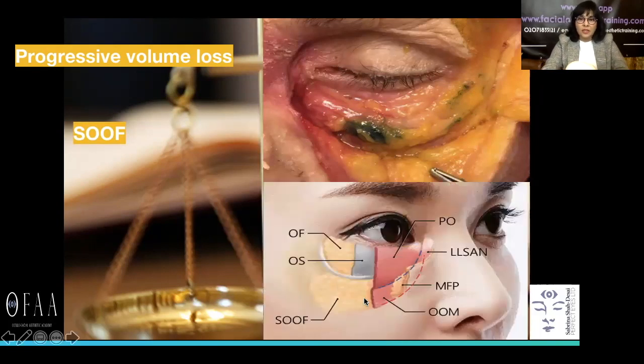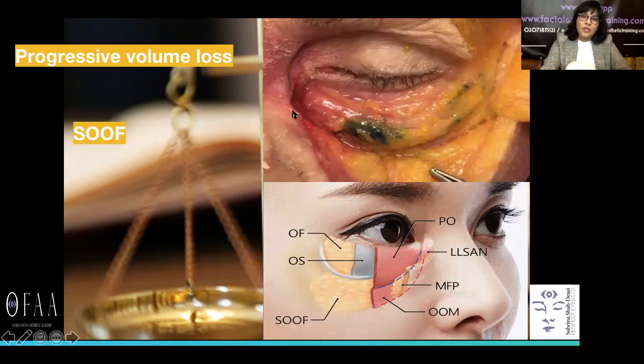If we were to look at this in this drawing, you can see that you have your palpebral part of the orbicularis oculi muscle, which is this part. Then you have the orbital part. And of course, you have the tear trough ligament, which is between the palpebral and the orbital part. But then you have the nasojugal groove. And this nasojugal groove is a lower border of the medial orbicularis oculi muscle.